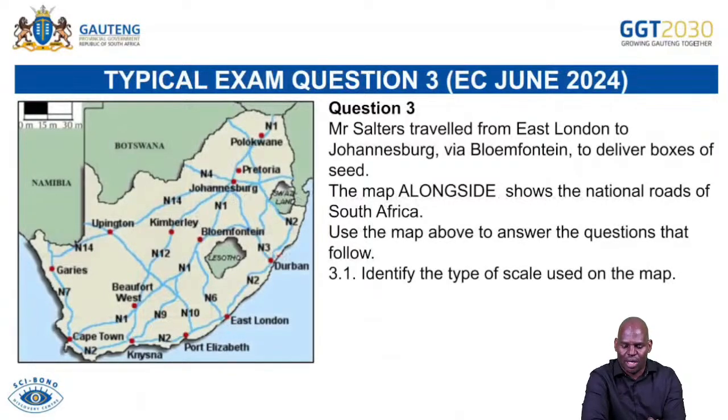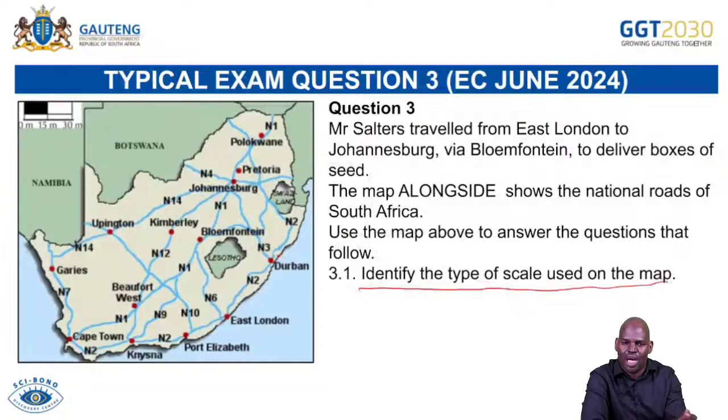Okay, now with regard to the maps, for this one, it's Mr. Salters traveled from East London to Johannesburg via Bloemfontein to deliver boxes of seed. The map alongside shows the national roads of South Africa. So the national roads are indicated there. All the roads that are denoted with capital letter N are the national roads. Use the map alongside to answer the questions that follow. Identify the type of scale used on the map.